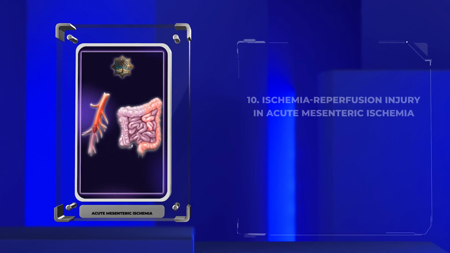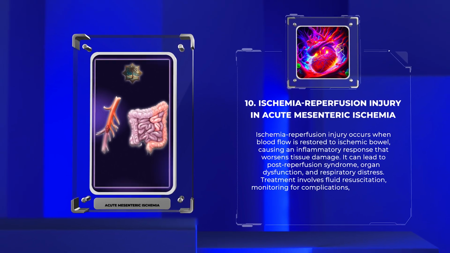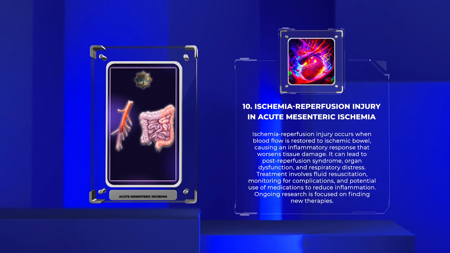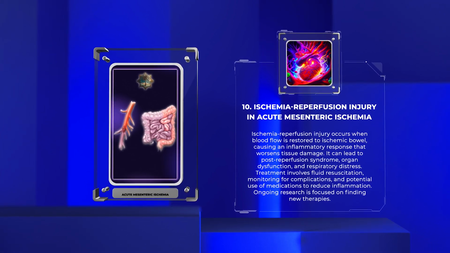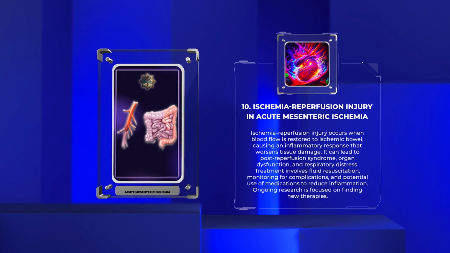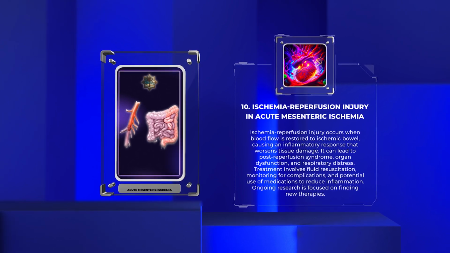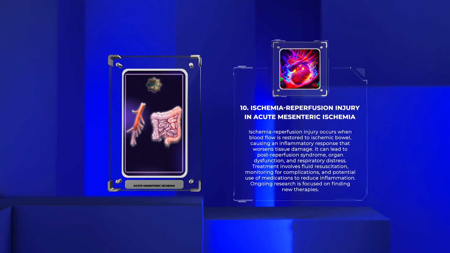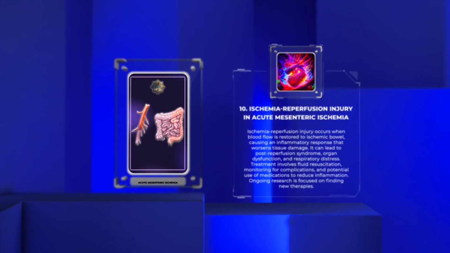Ischemia reperfusion injury occurs when blood flow is restored to ischemic bowel, causing an inflammatory response that worsens tissue damage. It can lead to post-reperfusion syndrome, organ dysfunction, and respiratory distress. Treatment involves fluid resuscitation, monitoring for complications, and potential use of medications to reduce inflammation. Ongoing research is focused on finding new therapies.